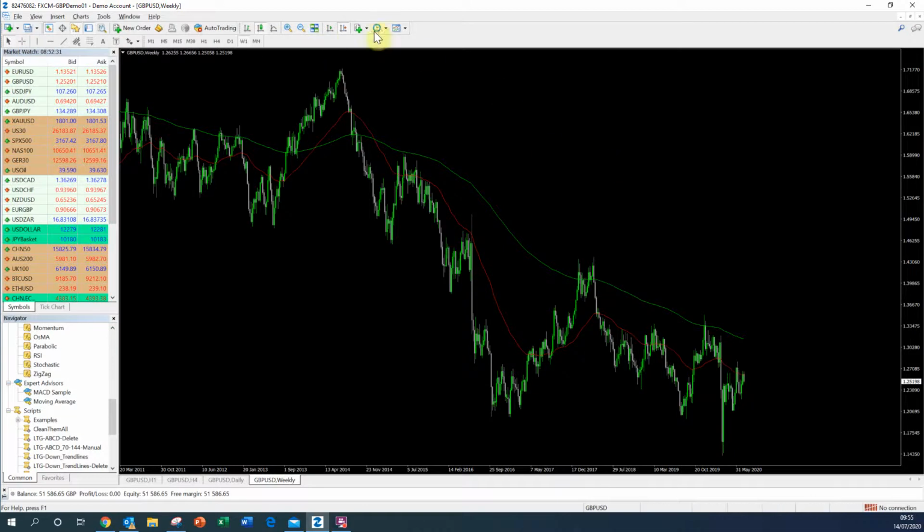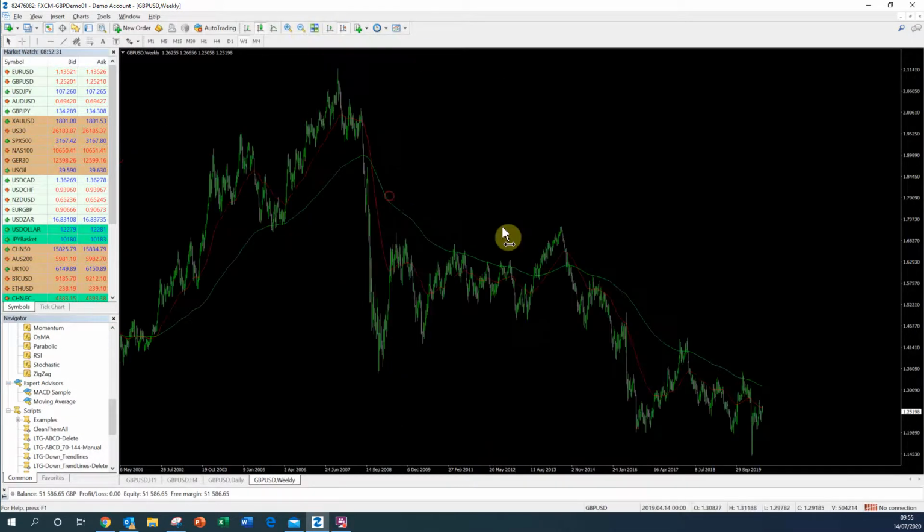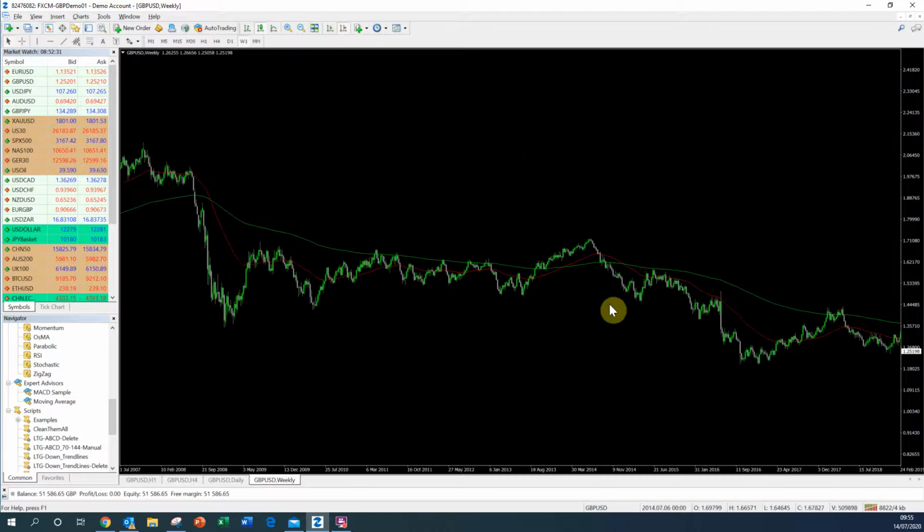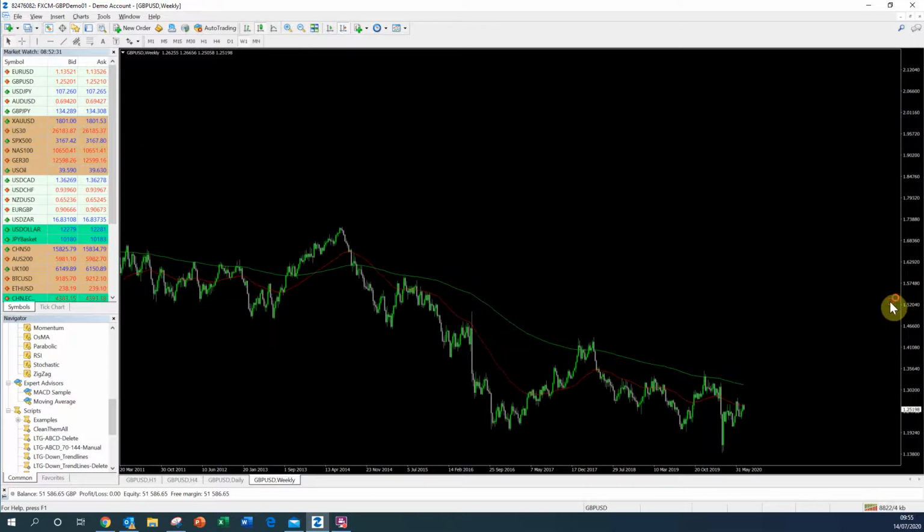But what I always start off doing with my currencies is I take a quick zoom out just to see the bigger picture and see if I can spot any channels. I can see when we zoom out this way that I can already see a channel around here. And this sort of area there.